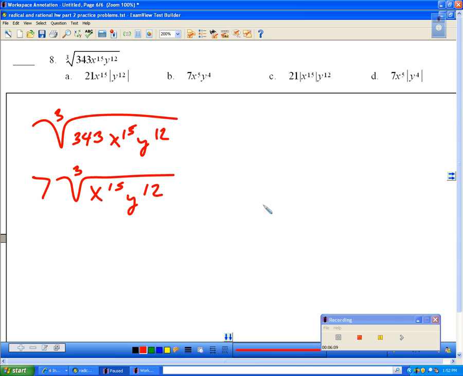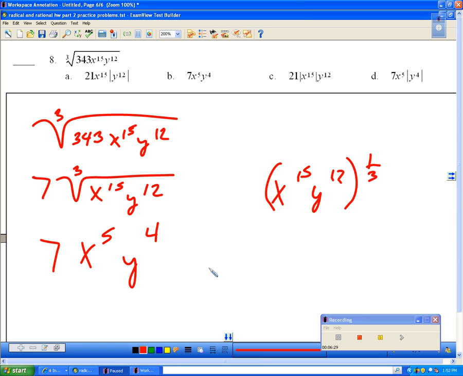We know that if we take x to the 15th and y to the 12th and raise it to the 1/3 power, taking our power to a power, 15 times 1/3 will give us x to the 5th. Y to the 12th raised to the 1/3 will give us y to the 4th. So we have 7, x to the 5th, y to the 4th.